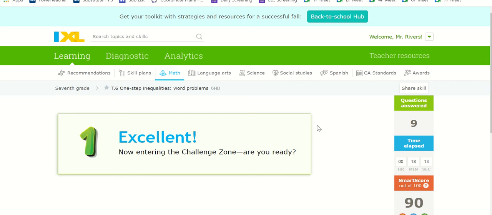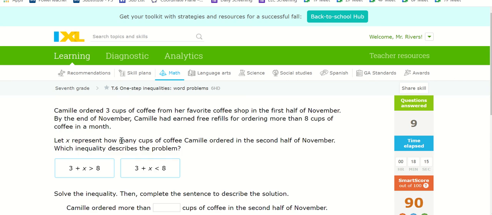Challenge zone. All right, we're going to do a couple of these and then we're going to call it. It looks like they're not really getting harder, so that's good. Camille ordered 3 cups of coffee from her favorite coffee shop in the first half of November. By the end of November, Camille had earned free refills for ordering more than 8 cups of coffee in a month. So more than 8. So would 8 get you there? No, the 9th one is where it starts kicking in, right?